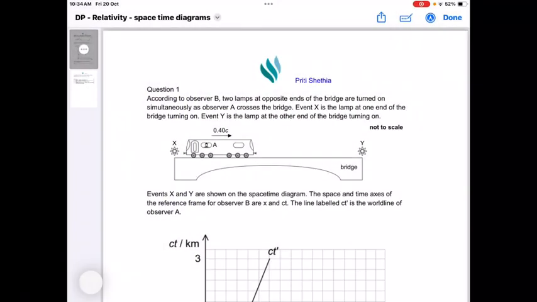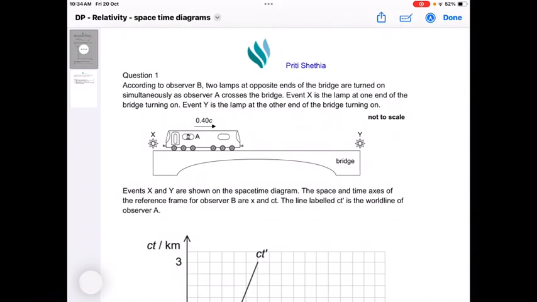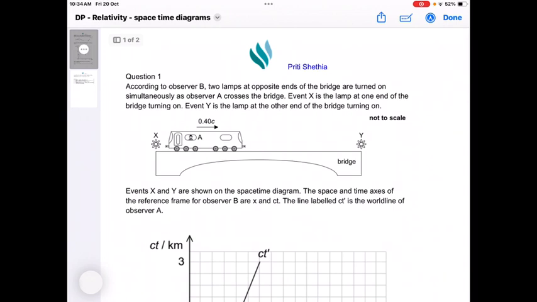Hello students, let us try to solve this question based on space-time diagrams of the topic relativity. Let us read the question first. The question goes like this. According to observer B, two lamps at opposite ends of the bridge are turned on simultaneously as observer A crosses the bridge.